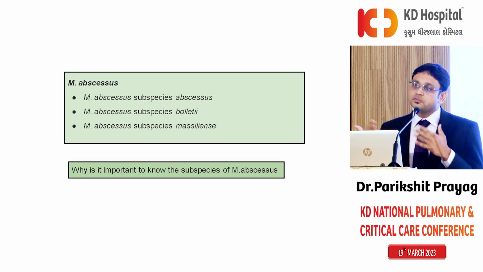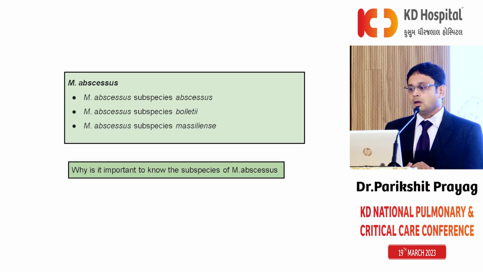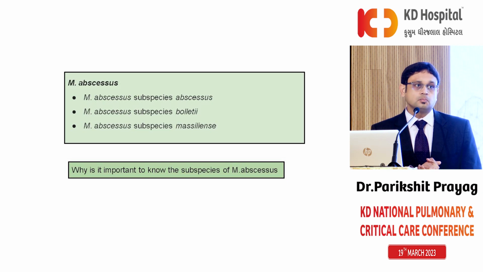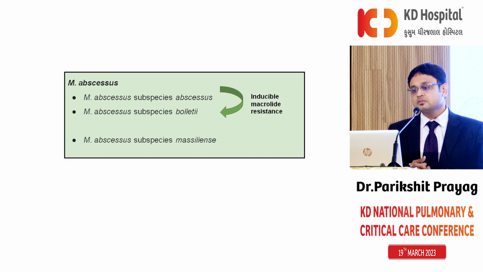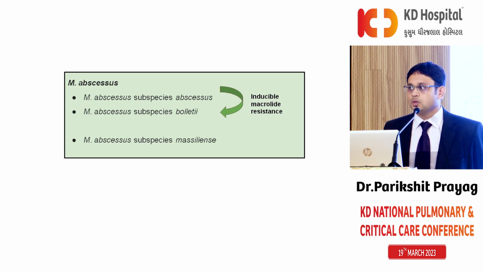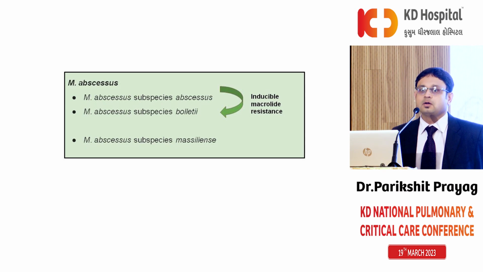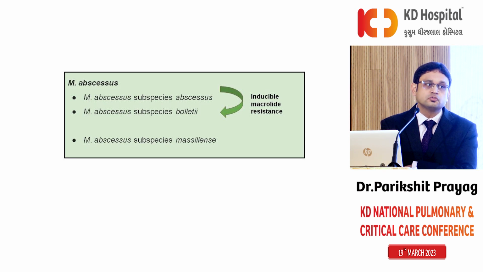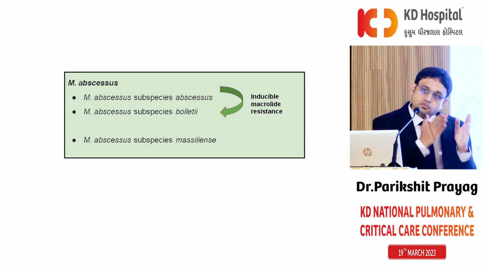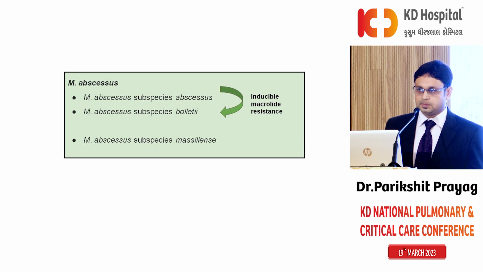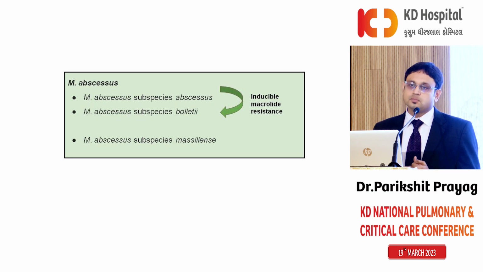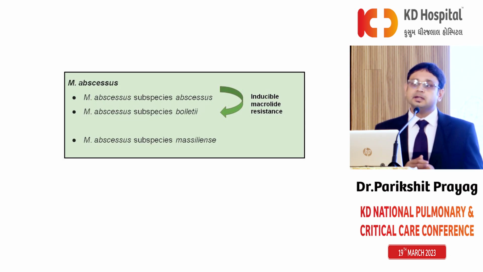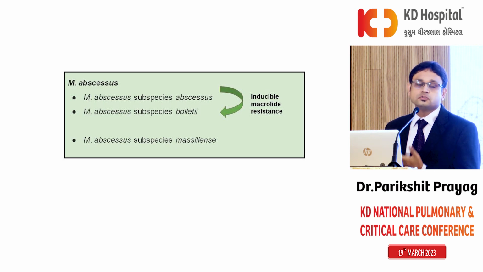Unless you do PCR-based tests or sequencing, it's not possible to know whether it's abscessus, bolletii or massiliense. Why am I worried about that? The reason is that the first two, abscessus and bolletii, have an inducible macrolide resistance. What do we mean by inducible macrolide resistance? Initial testing may show macrolide susceptibility, but if this organism is exposed enough to macrolides, there will be induction of resistance. So this is known as an inducible resistance.